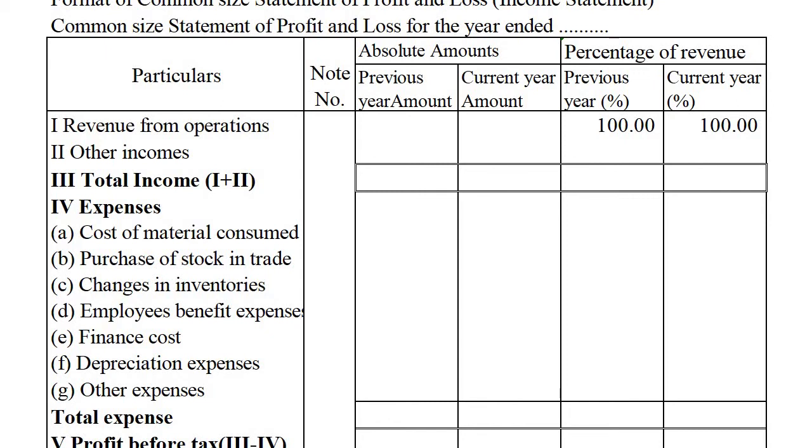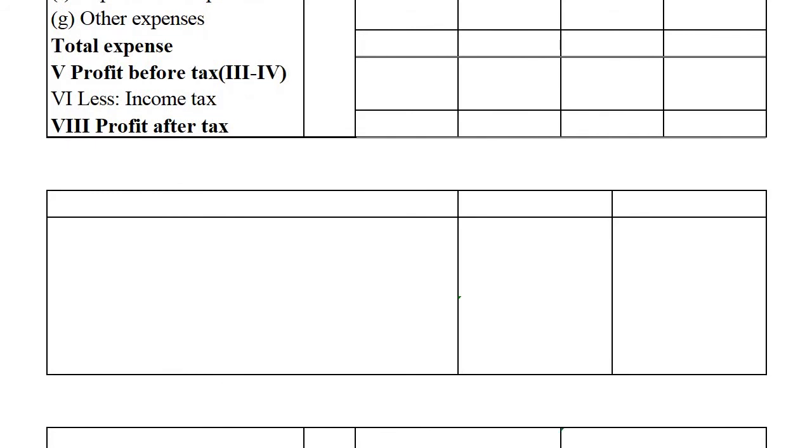Our work comes in the percentage of revenue column, that means the percentage of each item with the revenue from operations. So this is the format. Now let us solve a question. So this is the question here.